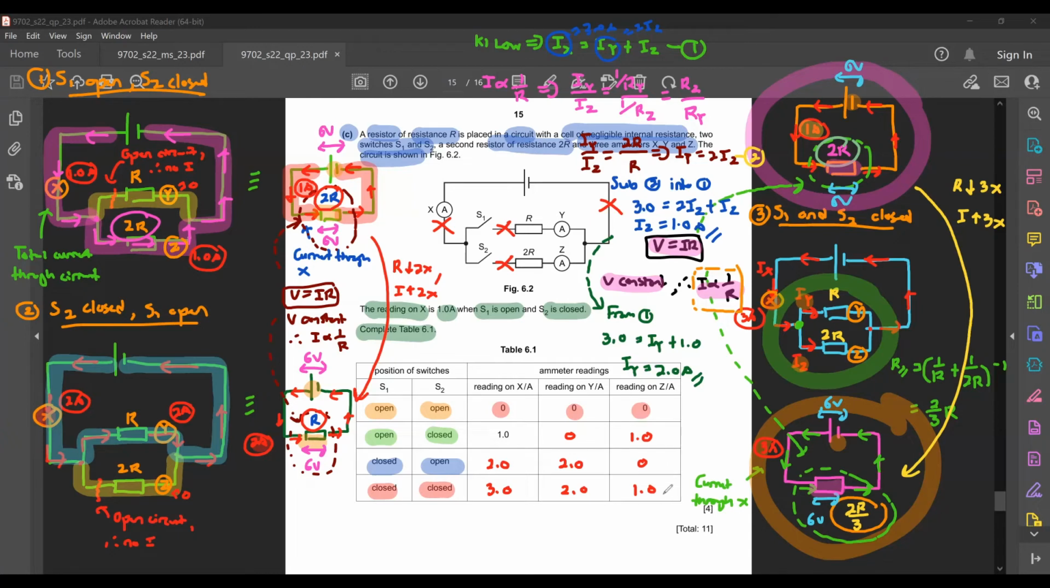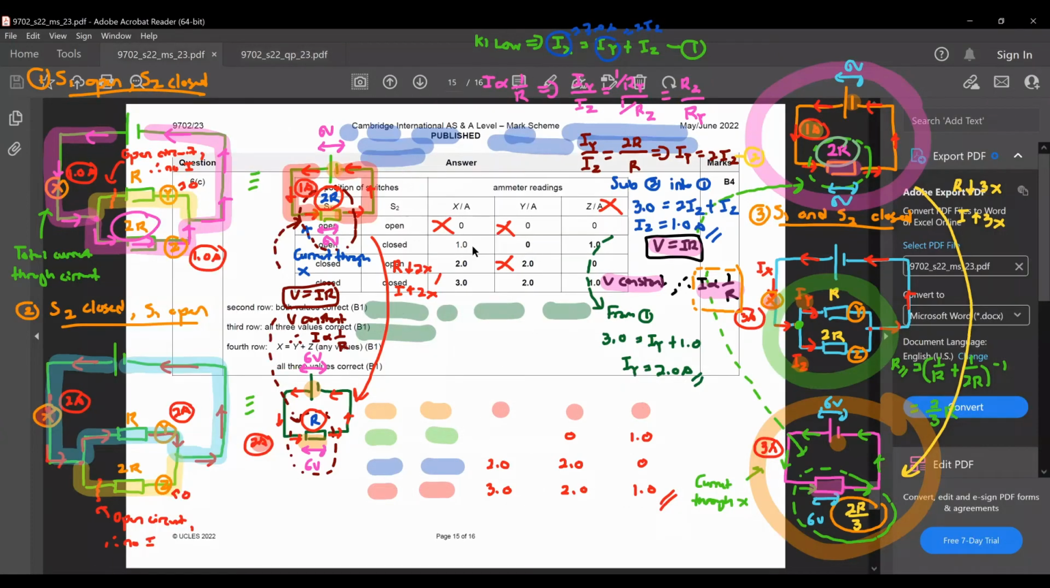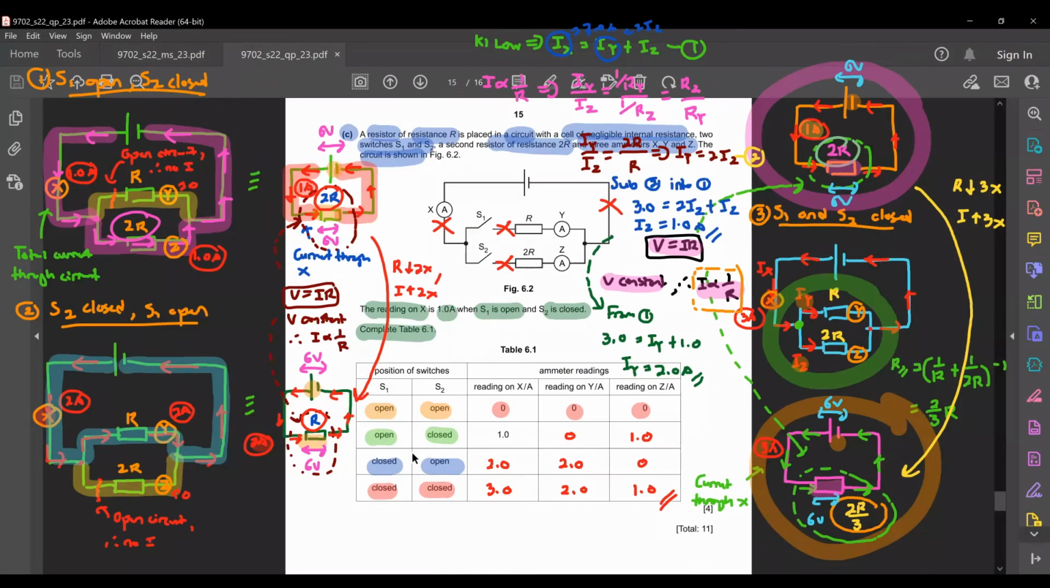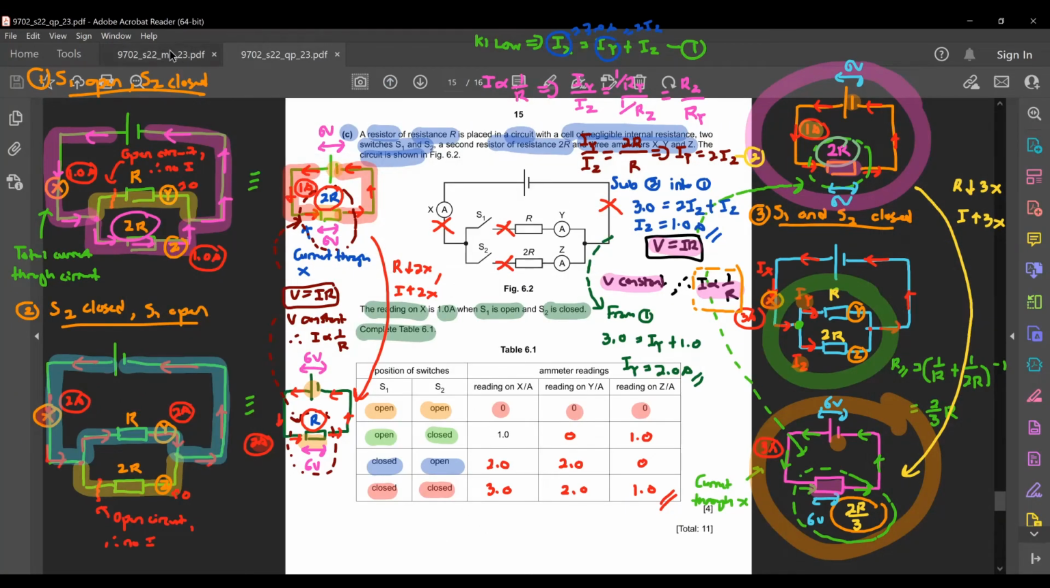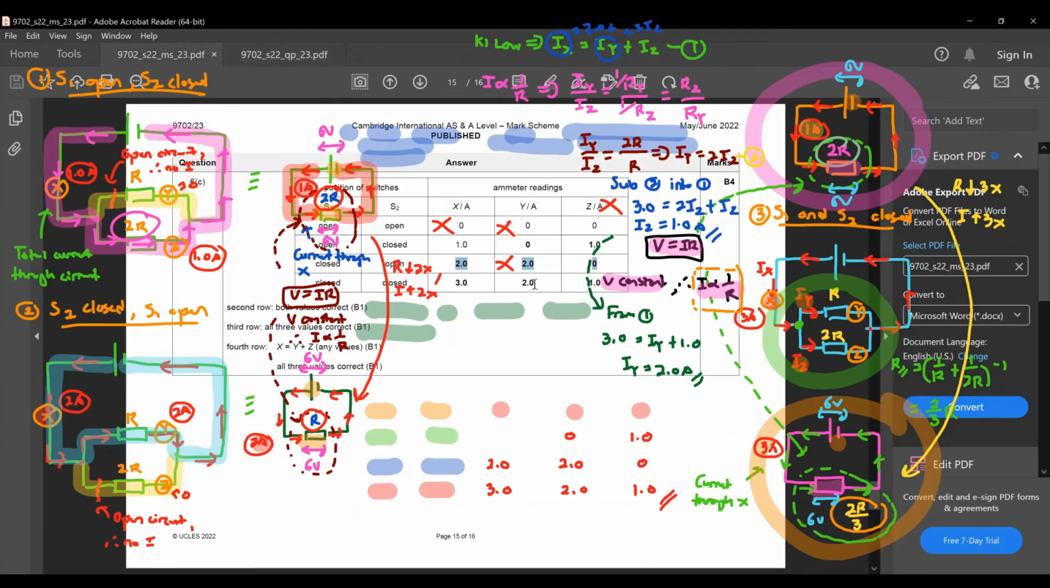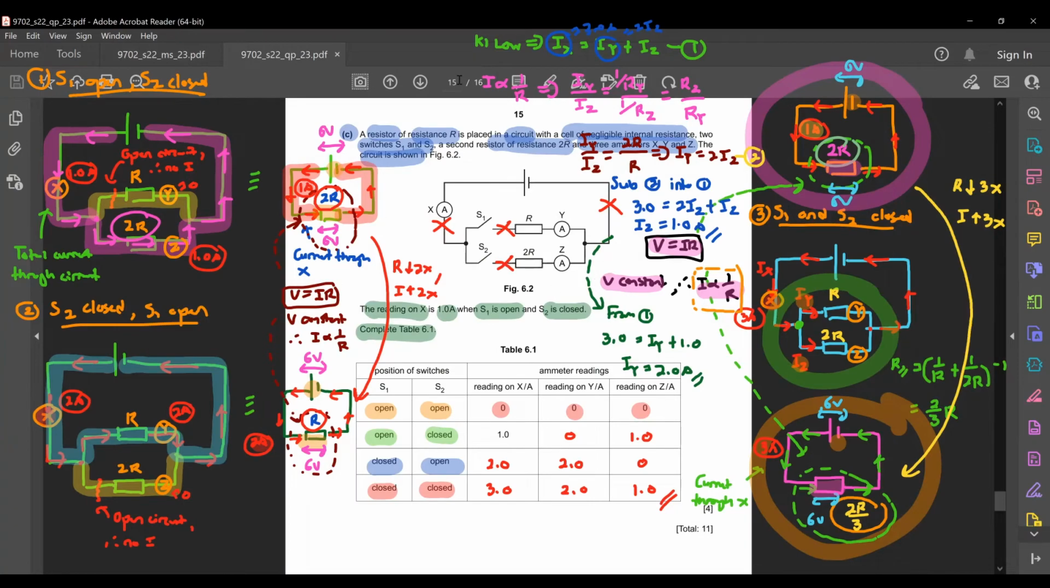Okay, so let's check our answer and see whether what we've done here is correct. So the second row is 101. Third row is 220. And then the last row is 321. So let's see whether we got it right. It's 321. Okay, so what we've done here is correct. Let's move on to the last question then.